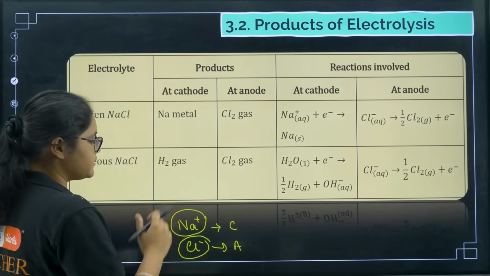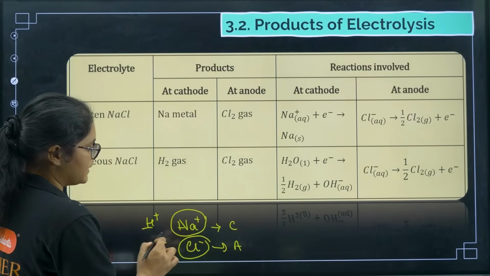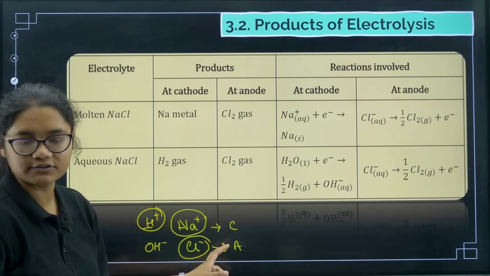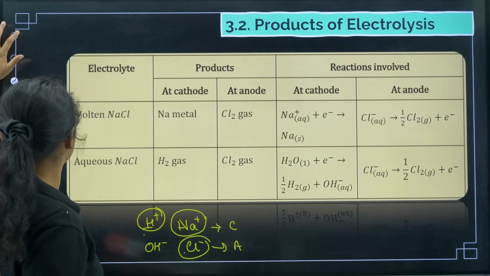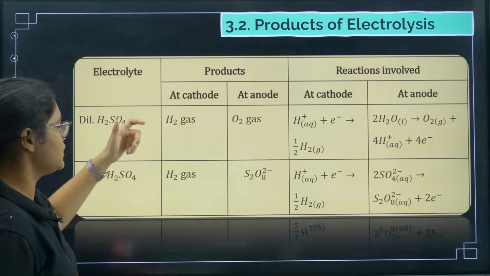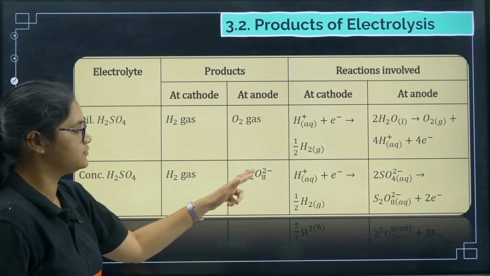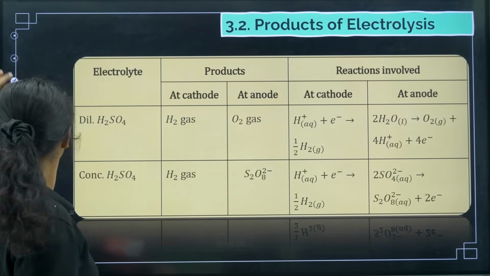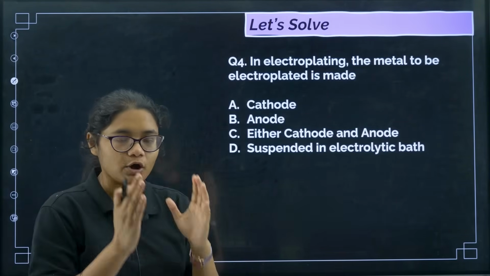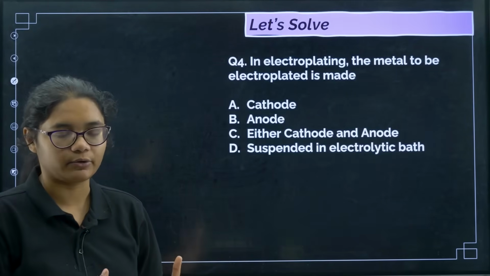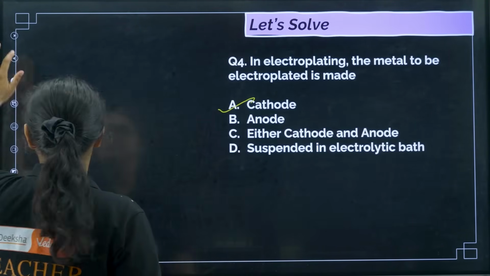Now if you take aqueous NaCl, we have H plus also and OH minus also. Out of H plus and Na plus, H plus has more tendency to undergo reduction. So hydrogen gas will be produced and chlorine gas will be produced. Similarly, for dilute H2SO4, H2 gas and O2 gas will be produced. For concentrated H2SO4, H2 gas and S2O8 2 minus will be produced. In electroplating, the pure metal will be deposited on the object which is to be electroplated. Deposition takes place on the cathode, so that has to be taken as the cathode here.